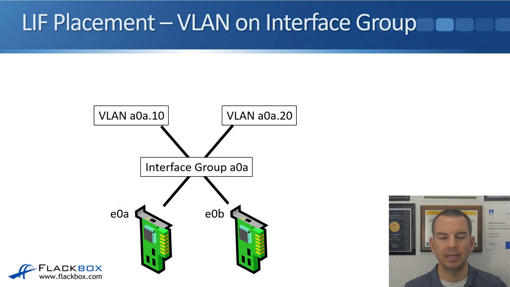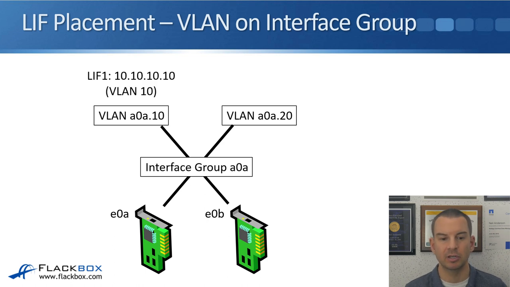Next example is VLAN on top of an interface group. So yes, we can do this. Here we have got ports E0A and E0B are the physical ports. We have bundled them into the logical interface group of A0A, and on top of the interface group of A0A, we've created VLAN interfaces. We've got VLAN interface A0A.10 for VLAN 10 and VLAN interface A0A.20 for VLAN 20.